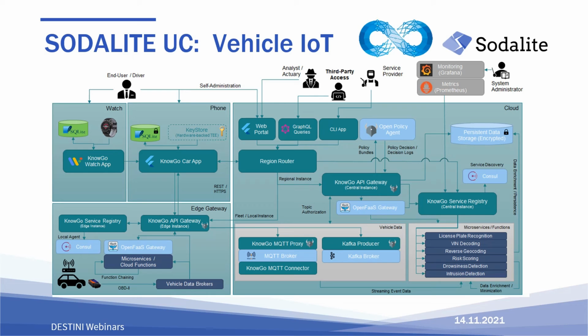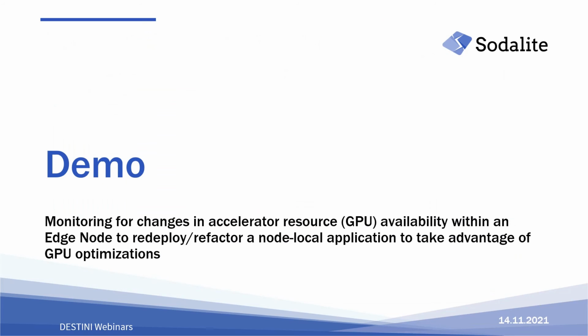Some of the services use machine learning models, deep learning models. These deep learning models are trained using high performance computing resources. So in sum, this use case uses cloud, edge, and HPC resources. The complete use case is very complex, so we will only focus on a small part of it. In this demo, we will show the application of refactoring in the vehicle IoT use case.